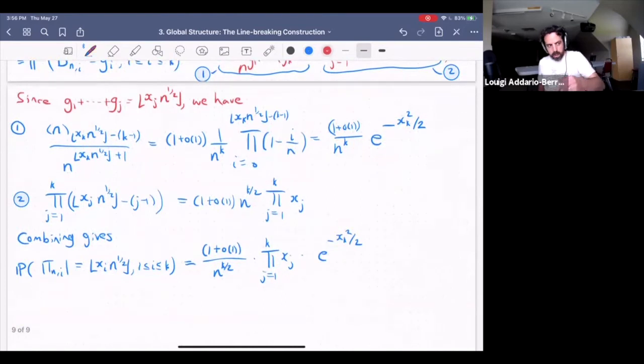And we recognize here the joint density of x1 up to xk for the points of the Poisson process. And this is just like the Jacobian, which tells you that after rescaling by n to the half, you indeed converge in distribution. So the claimed convergence follows from this.